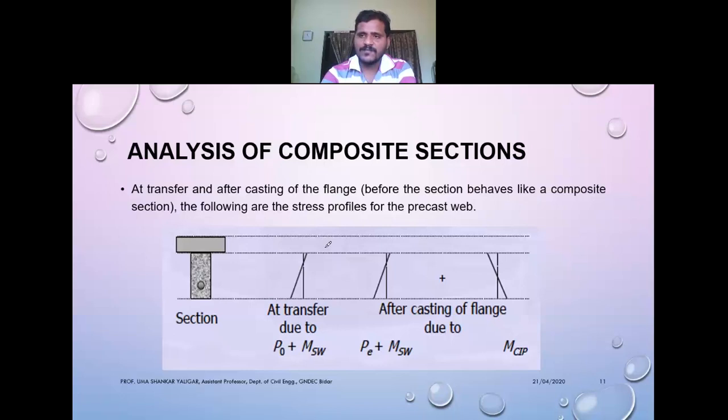Now here, at transfer, after casting the flange, please look very clearly. At transfer, after casting the flange, before the section behaves like a composite section. Means here the top flange is cast, but it has not attained its strength. So at transfer, after the casting of the flange, you will get a load from the flange, but the flange is not able to carry any load. That's why the section is not a composite section. Still, it is not behaving like a composite section.